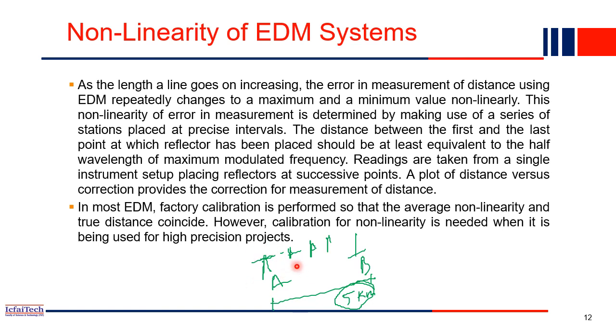The EDM also has to be calibrated, right? We have to check whether it is giving perfect results or not. So before going into the actual field survey, first we need to calibrate the instrument. In a factory, we send the instrument, and the factory people check whether the instrument is giving the correct result or not, so that the average non-linearity can be reduced. The calibration for non-linearity is needed when it is being used for high precision projects, like construction of buildings and bridges, where the precision is very high. In that case, the calibration of EDM is also necessary.